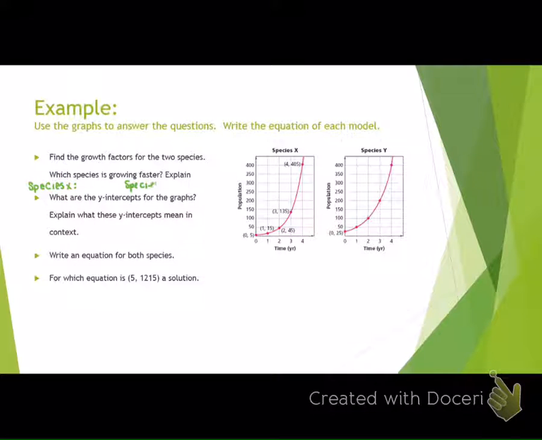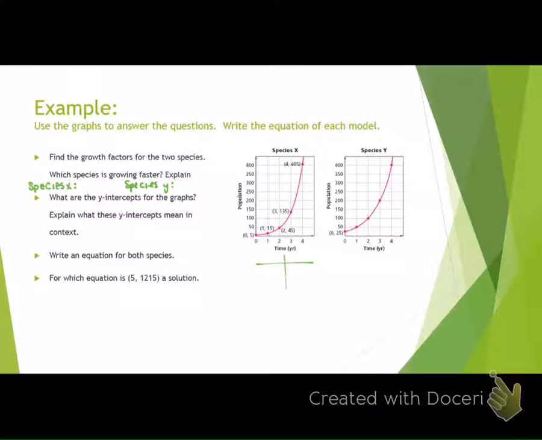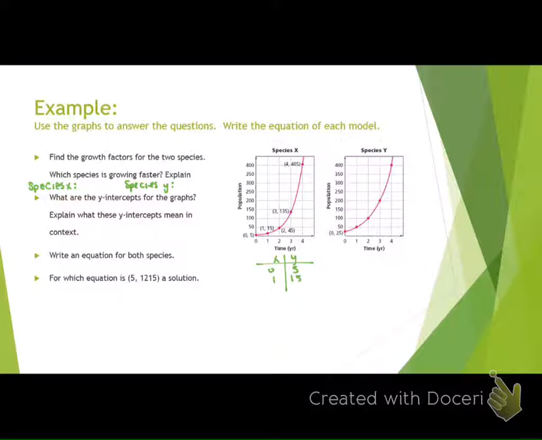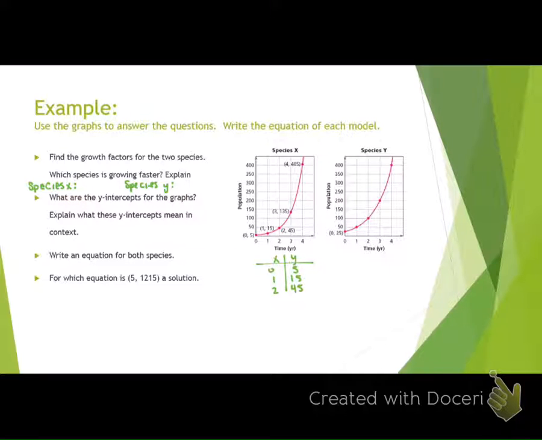So how could I find the growth factor from a graph, guys? What could I do? Yeah, use points. Couldn't we take some points off and put them in a table? And they already gave us points on there, for this one at least. Species Y. Okay, but we first have to do the growth factors. We're not on the second question yet.